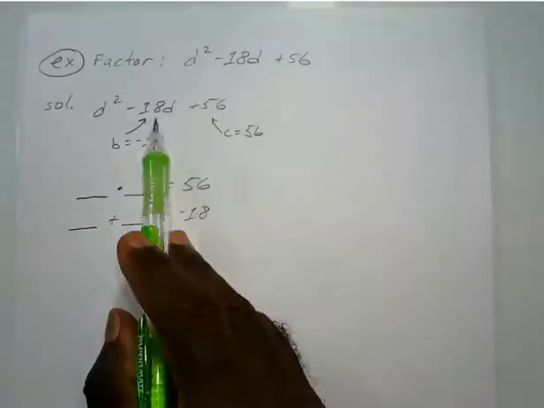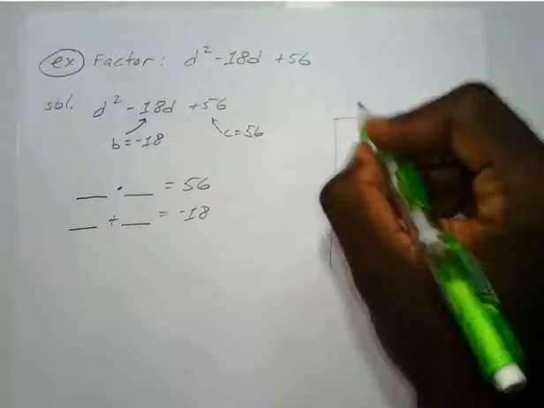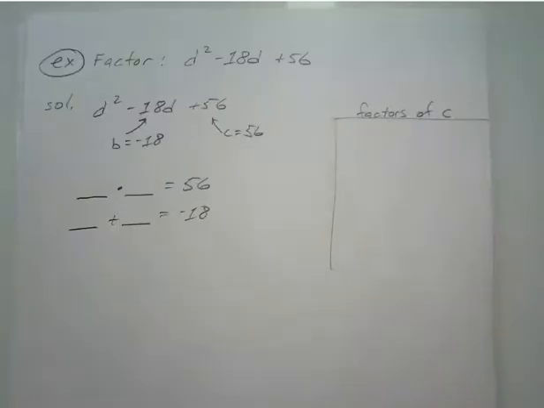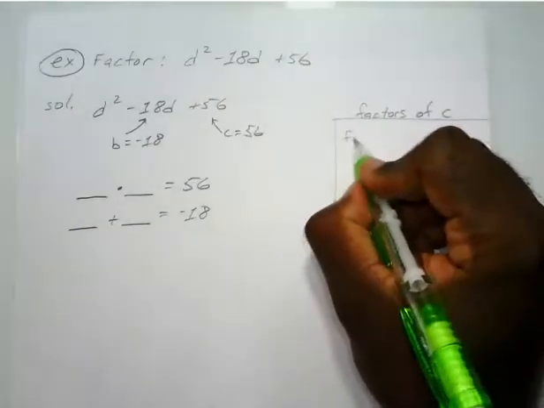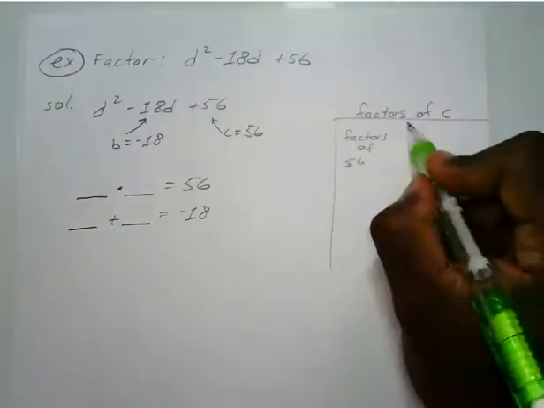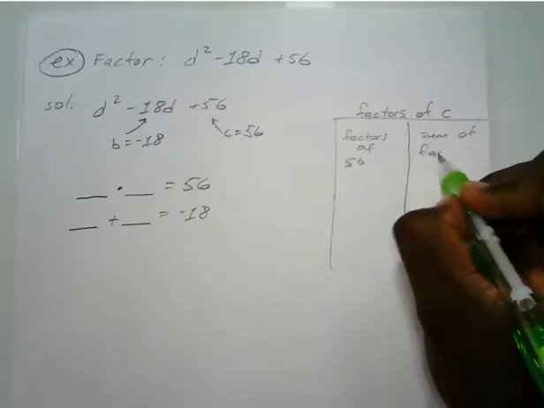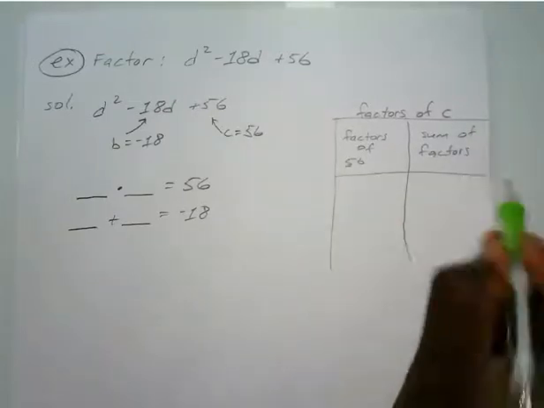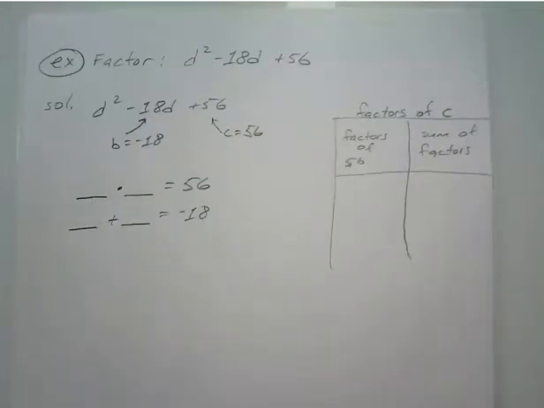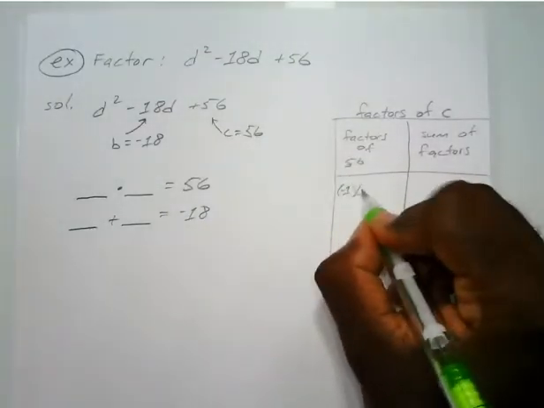So again, if you say, okay, I don't know exactly where to start, just make a list of your factors of c. Okay, so your c value is 56. So you want to make factors of 56 and the sum of your factors. Okay, so we've already figured out that they would both have to be negative. Okay, so we can do 56 times 1, or in this case, -1 times -56.